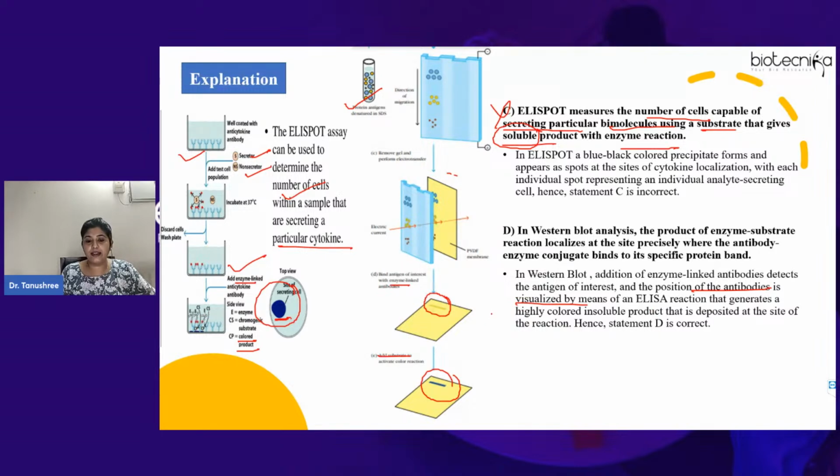Basically, here you are using the reaction where an antibody reacts to an antigen, and that antibody is conjugated with an enzyme. When you add a substrate, it catalyzes the conversion into a colored product. So the question is about the product of the enzyme substrate reaction localizing at the site precisely where the antibody enzyme conjugate binds to the specific protein band. So yes, this statement is correct. So statements A and D are correct, and therefore the answer here is option 2. Those who have answered option 2, it is absolutely right. And I hope those who answered option 4 now understand why statement B is not correct.